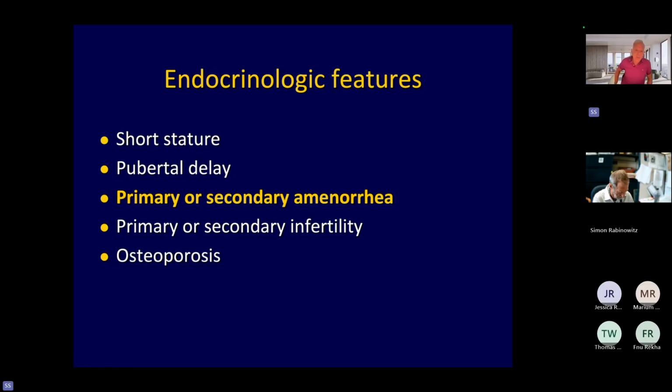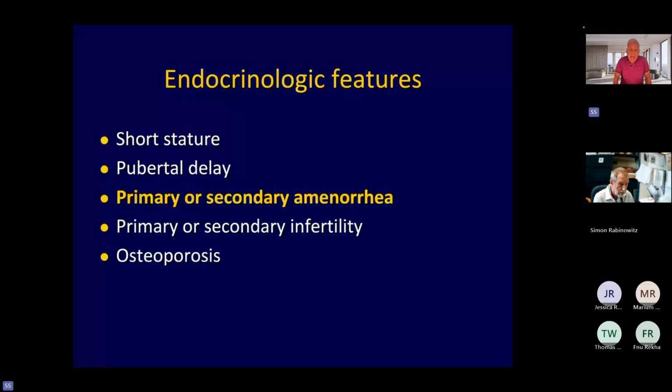The endocrine features: short stature, pubertal delay, and, again, I highlighted because it's always on the boards, primary or secondary amenorrhea, which includes primary or secondary infertility, and osteoporosis. When everyone sees this on a board question, look for celiac disease because that's usually going to be the answer.